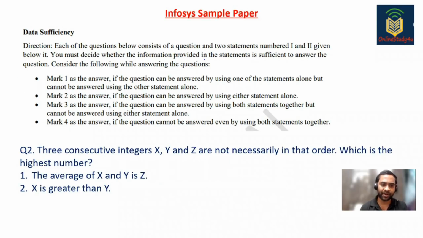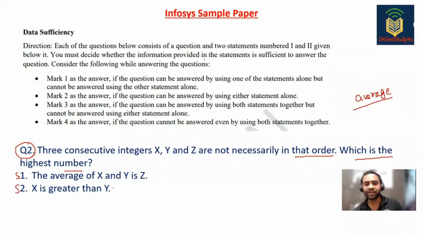Now question number 2. Question number 2 is basically an average question, taken from the topic average. Three consecutive integers x, y, and z are not necessarily in that order. What is the highest number? Which is the highest number? Again, two statements have been given to you, and you need to tell which will be the highest number if you go through the statements.